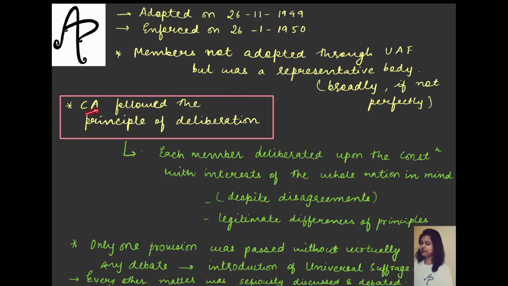So the Constituent Assembly followed the principle of deliberation. तो ये दिखाता है कि कितना effective constitution हो सकता है. Now what is the process of deliberation? As in talking, discussing, debates, etc.